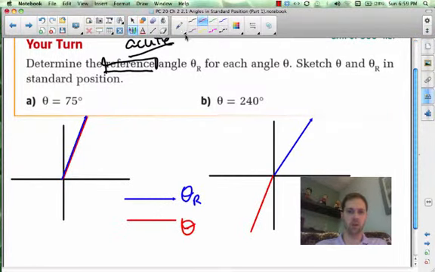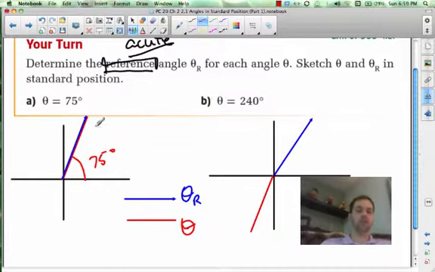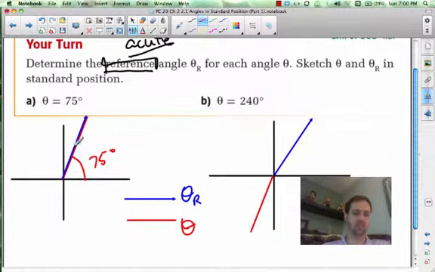Okay, so go ahead and hit pause now. Okay, so welcome back. So let's double check our answers here. Now, angle theta is given to you in the red marker. So this is your original angle. Now the reference angle for 75 degrees, of course, this is already an acute angle. The quickest way to get back to the x-axis is with that 75 degrees. Therefore, the blue, the reference angle, theta r, would be located in the exact same spot.